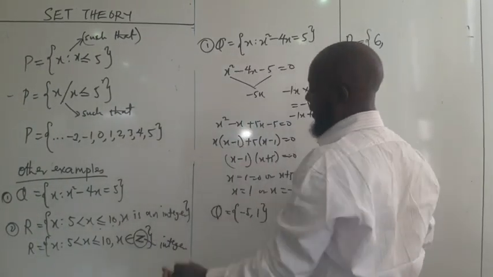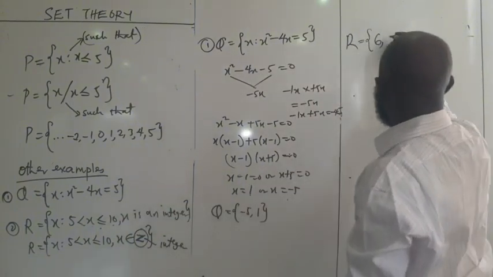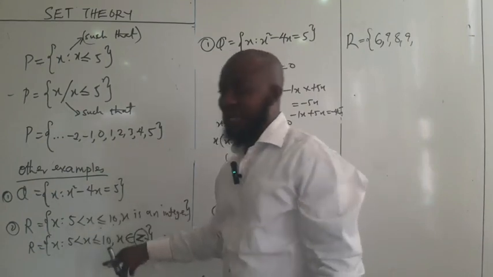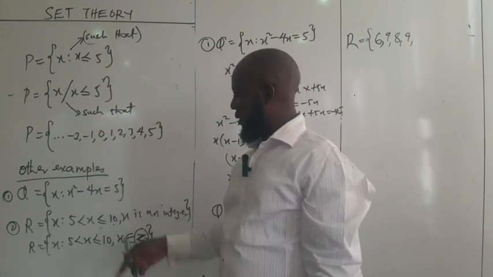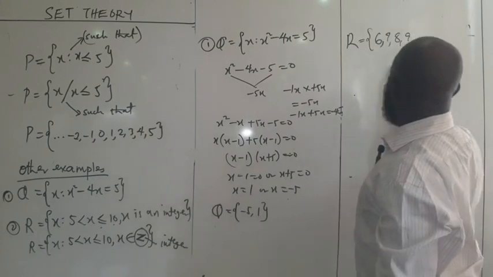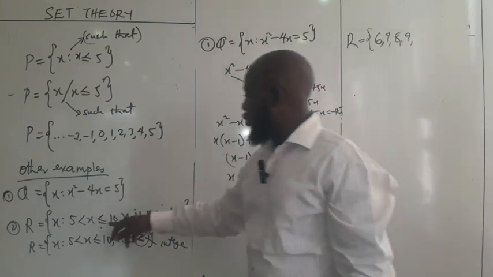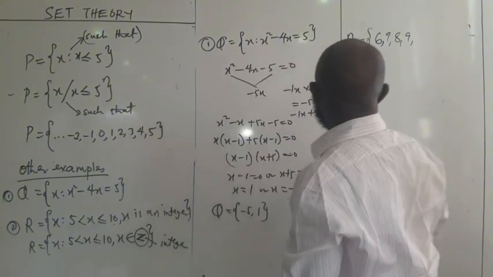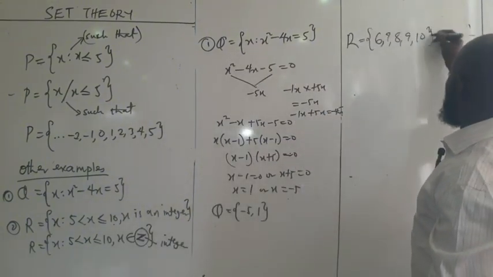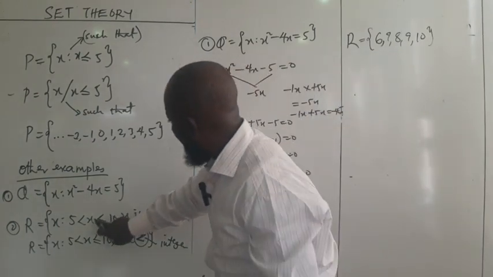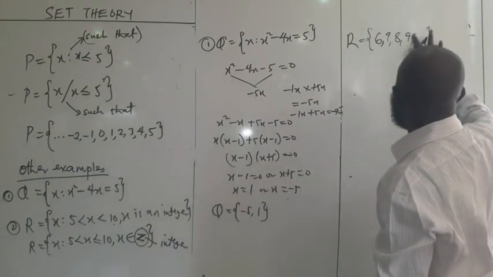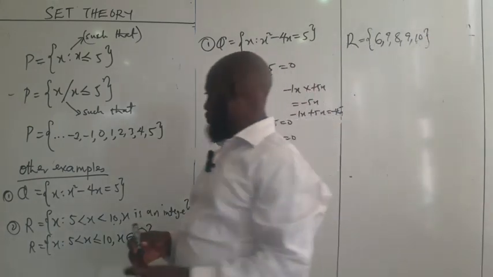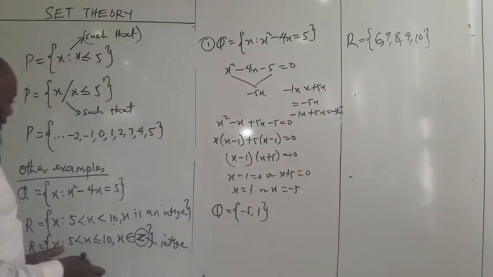So we continue writing it: 6, 7, 8, 9. Then x is now less than or equal to 10, so all these numbers are less than 10. Because we have equals to, don't forget what I explained earlier, there will be 10 here as well. If we should remove the equals to, there won't be 10 here. But because of the equals to, we put it. This is very clear to you. So that is that on this one.